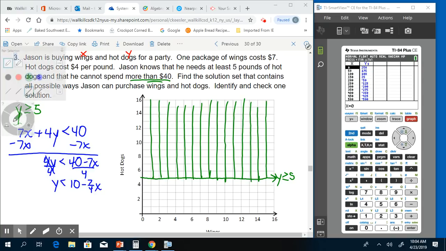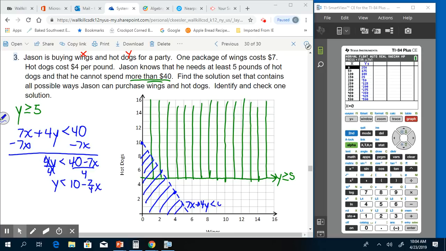Now I'm going to go back and graph the second equation. So starting at 10, we're going to go down 7 and over 4. So down 7 brings me to 3 and over 4. And those are the only 2 points I can draw. And I need a dotted line between them. And I need to make sure that I shade below and label that line with the original equation: 7x plus 4y is less than 40.